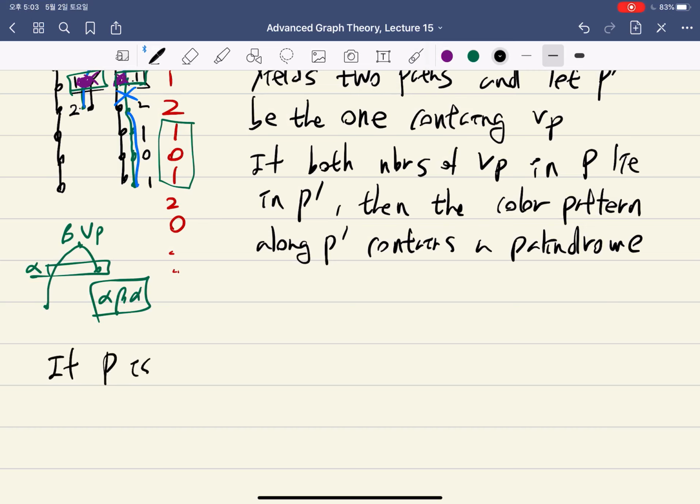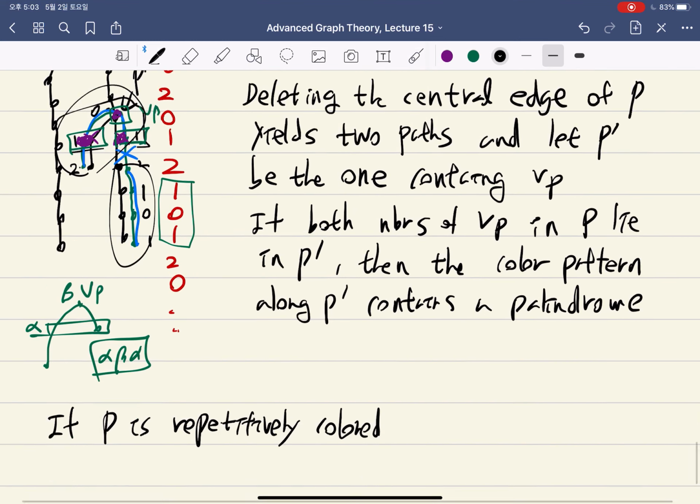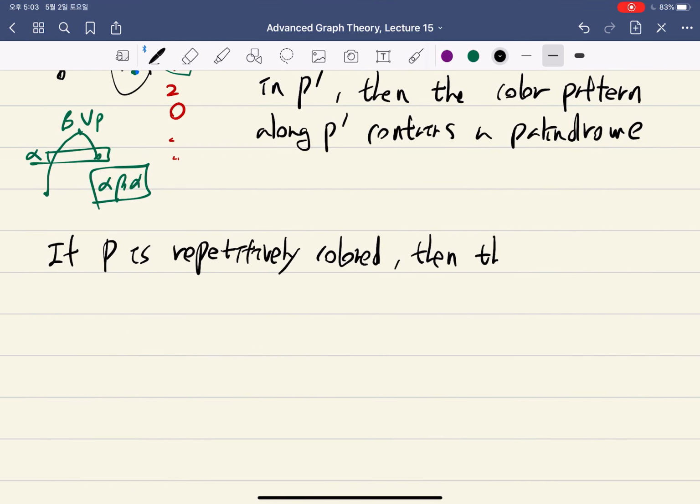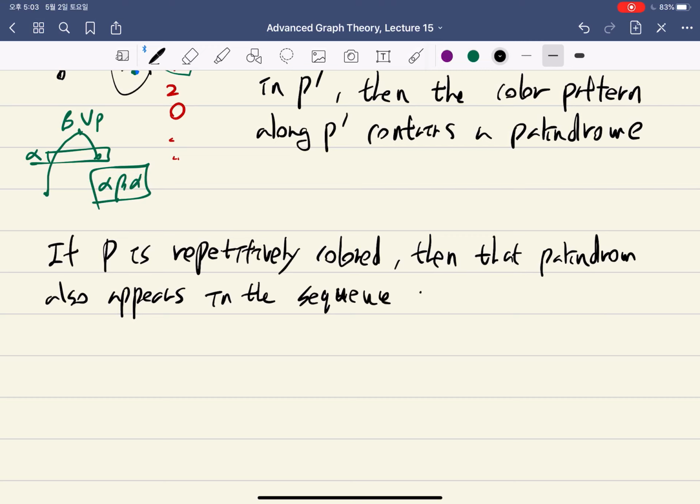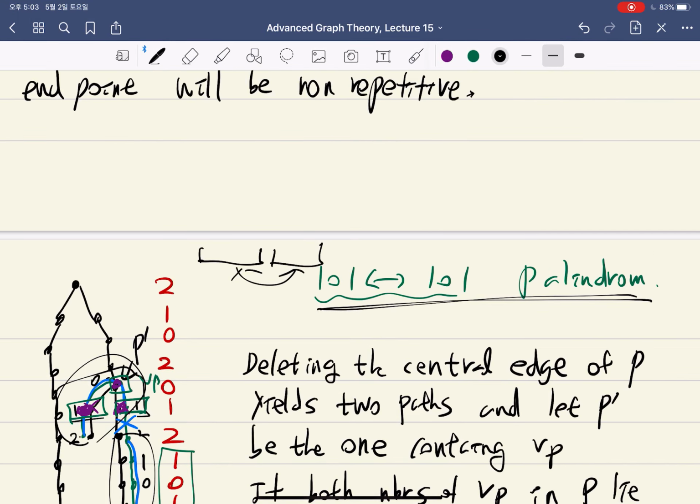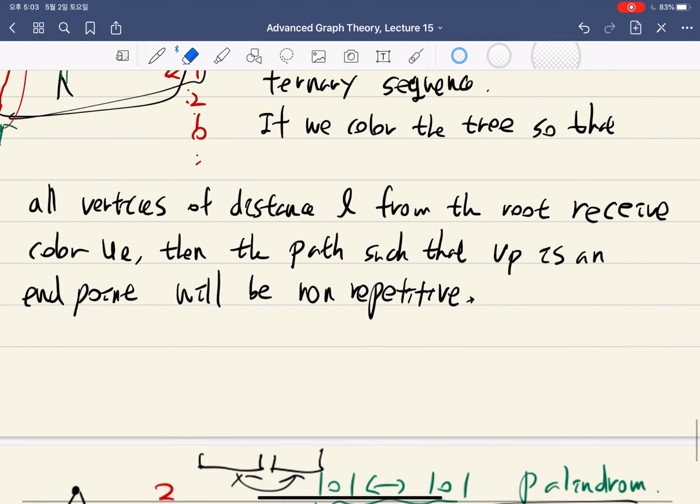And if P is repetitively colored, meaning that this pattern in P prime also occurs in the later half, then this palindrome also appears in the sequence which we used to color the tree by the levels. So that means in this U we have a palindrome, U1, U2, U3.